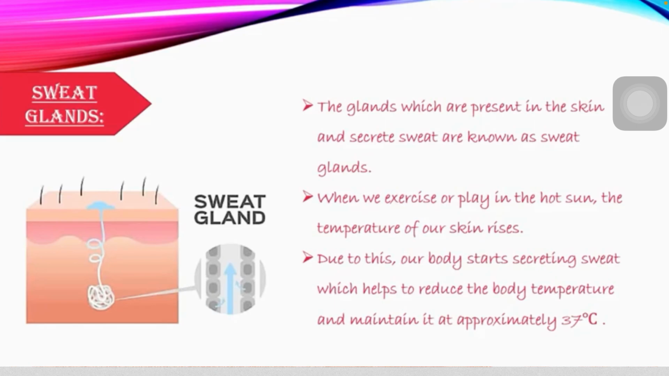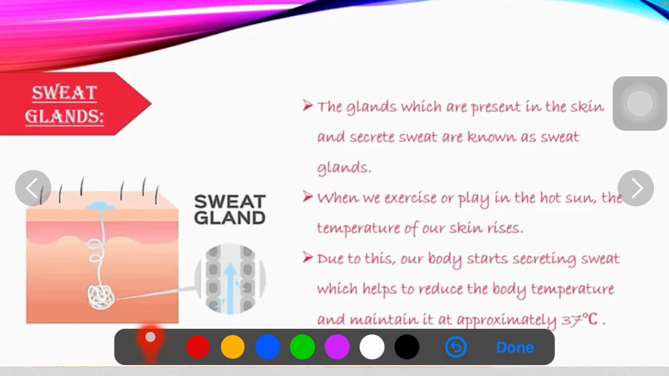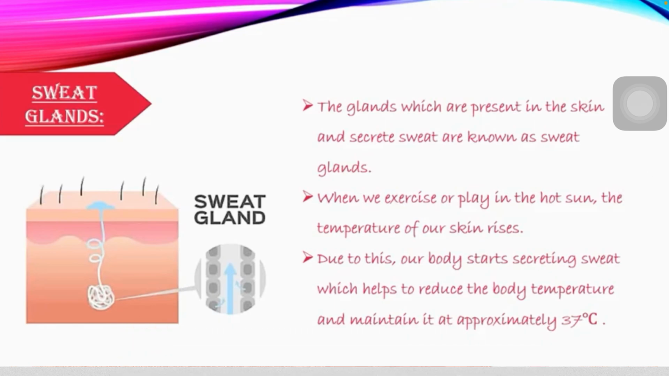Our next topic is sweat glands. Students, sweat means pasina. The glands which are present in the skin and secrete sweat are known as sweat glands. When we exercise or play in the hot sun, the temperature of our skin rises. Due to this, our body starts secreting sweat, which helps to reduce the body temperature and maintain it at approximately 37 degree Celsius.